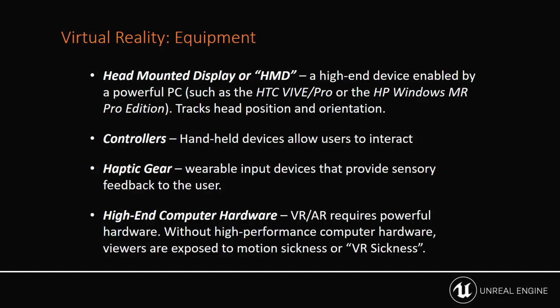So haptic gear. Haptic gear is this idea of wearable input devices that provide sensory feedback to the user. Now, a lot of the motion controllers that we see with head-mounted displays are haptic, in the sense that you'll get vibration, or you'll get this force feedback that will tell you something that may be happening within your virtual reality experience.